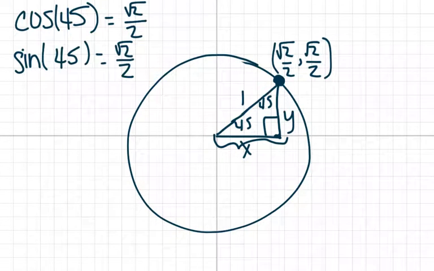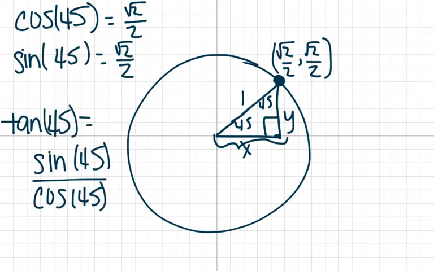Now that we have the values of our sine and our cosine of 45 degrees, we know the tangent, because the tangent is just sine over cosine. And in this case, our sine of 45 degrees is the same as our cosine of 45 degrees, and a thing divided by itself is just 1. So the tangent of 45 degrees is 1.